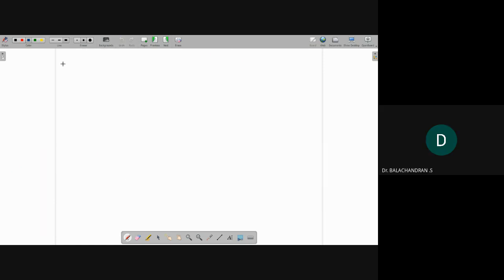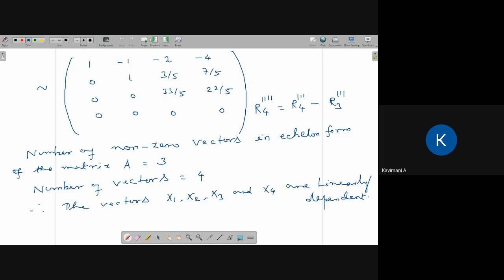So the number of non-zero rows, the number of non-zero vectors in the echelon form. Non-zero rows are, the number of non-zero rows in this echelon form is 3, and the number of given vectors is 4.